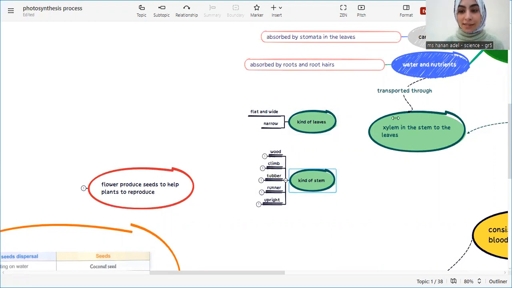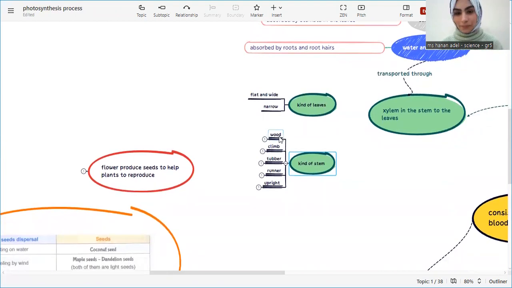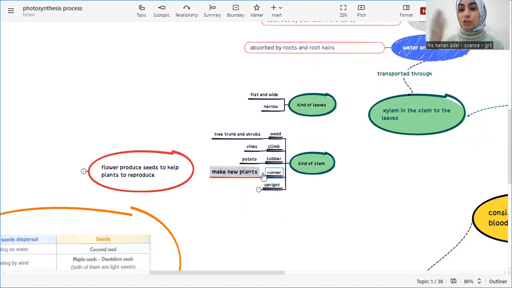What about kind of stem? We have 5 kinds of stem. The first one is wood stem, like tree trunk and shrubs. Climb stem, like vines or grapes. Tubers, which extend underground like potato. And runners, it's called runners actually because it runs above the ground to make a new plant for us. So the stem itself runs. And upright stem like most of the flowers. These are the 5 kinds of stem.